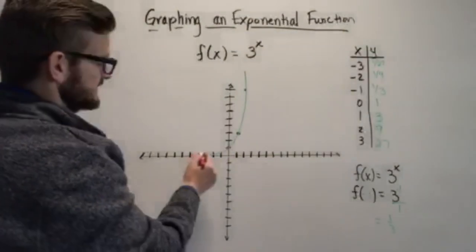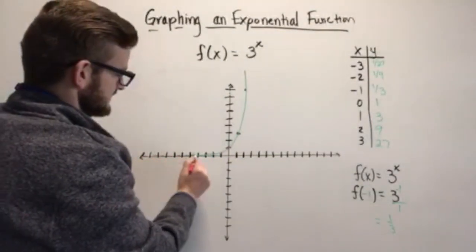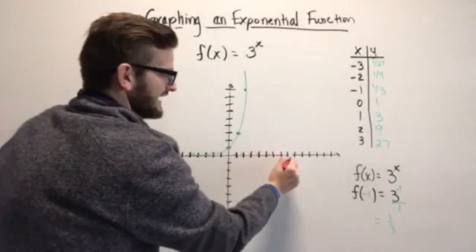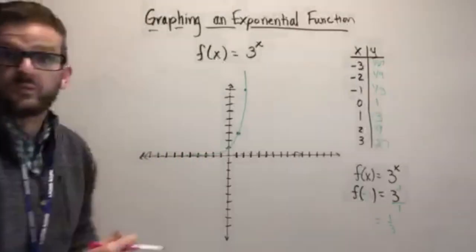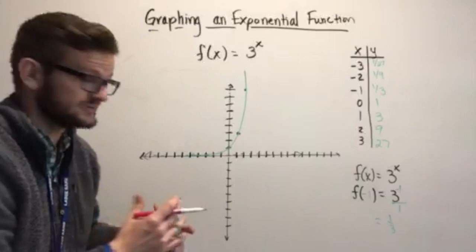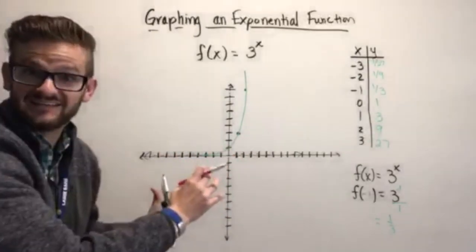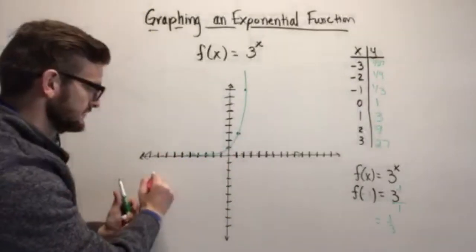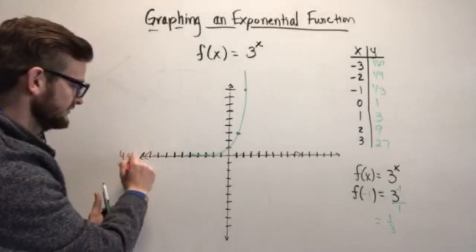So what we would do is, based on that, we have what we call an asymptote. So the value that it gets really, really close to, but it never quite touches. And so we use a dotted line to indicate that. And we would say that asymptote is at y equals 0.